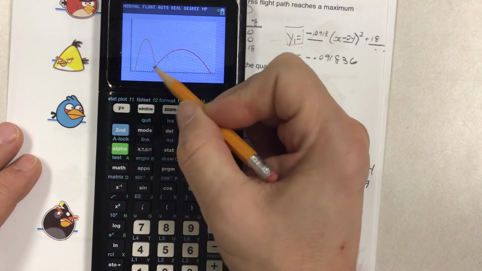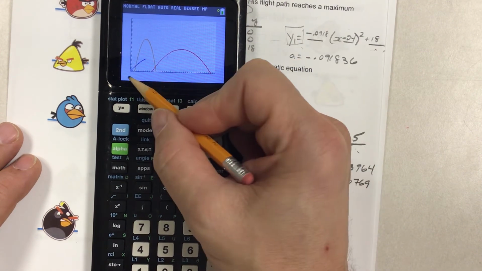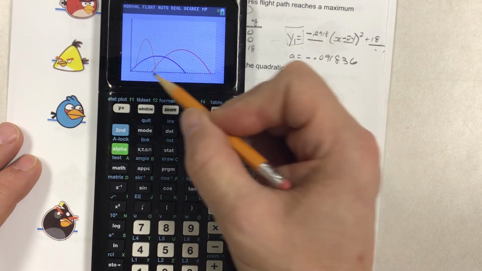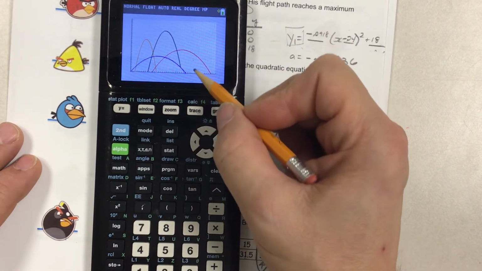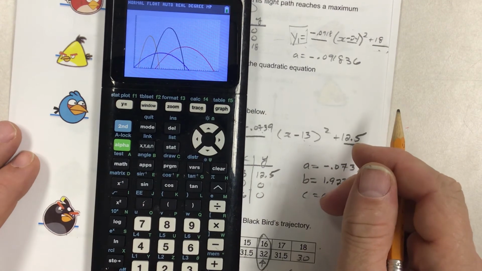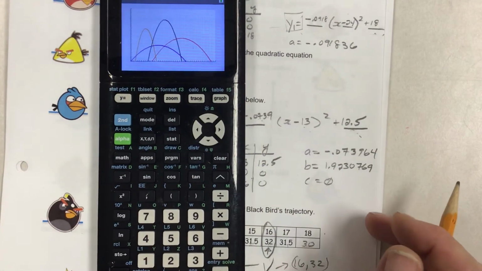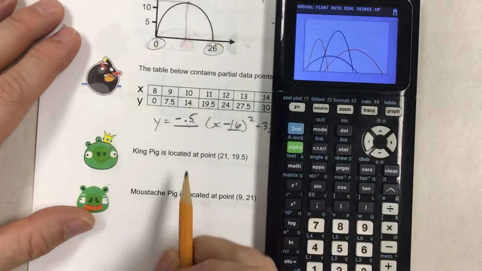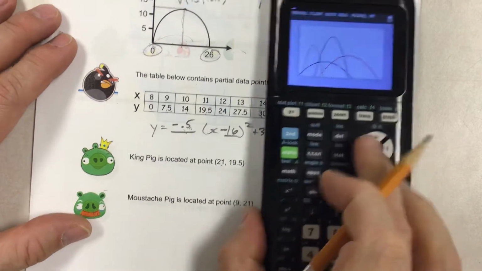There's my yellow bird. Here's my blue bird. Where's he going? He's starting from 0, right? And finally, blackbird. Okay, cool. There we are, all 4 birds on the screen. Now, what do I not have on the screen? I don't have my green pigs. So this guy's at 21 and 19.5.